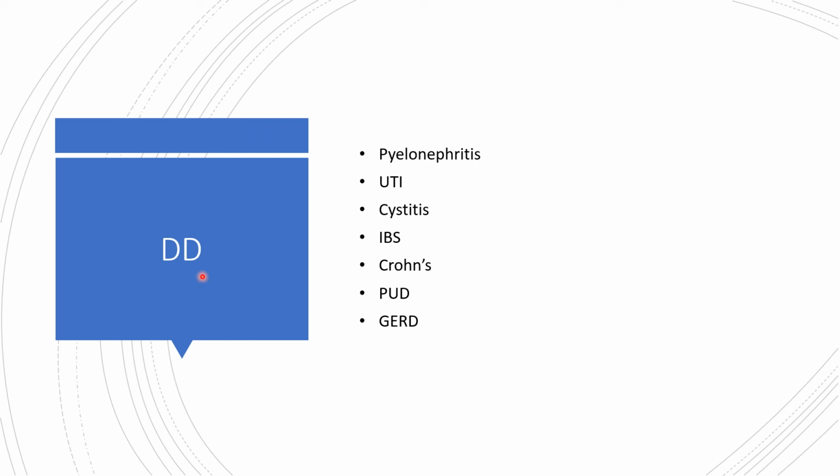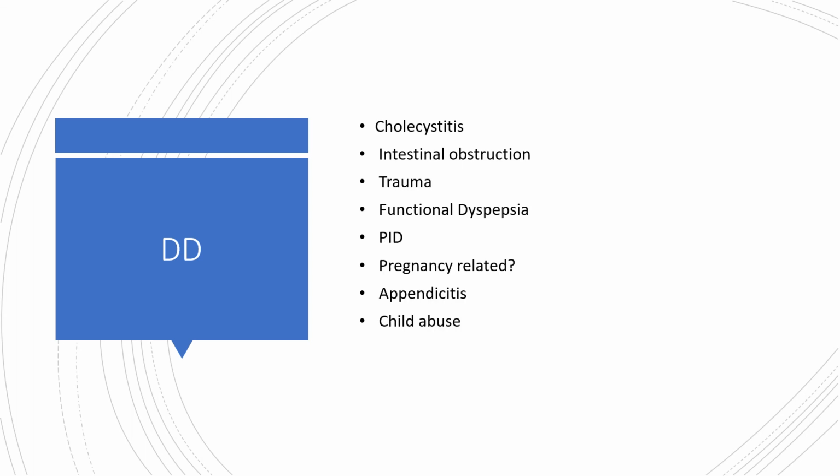Now, what are the possible differential diagnoses? Why is it that we can misdiagnose abdominal migraine? It might be pyelonephritis. That is what we might be looking for: urinary tract infections, cystitis, irritable bowel syndrome, Crohn's disease, peptic ulcer disease, or gastroesophageal reflux disease. Those are possible differential diagnoses, and even more. Might be cholecystitis, particularly in somebody that is getting older now. Intestinal obstruction, or might be trauma. Might be functional dyspepsia or pelvic inflammatory disease. Might be pregnancy-related, particularly in people older. Appendicitis, or might be child abuse, and then having abdominal pain.